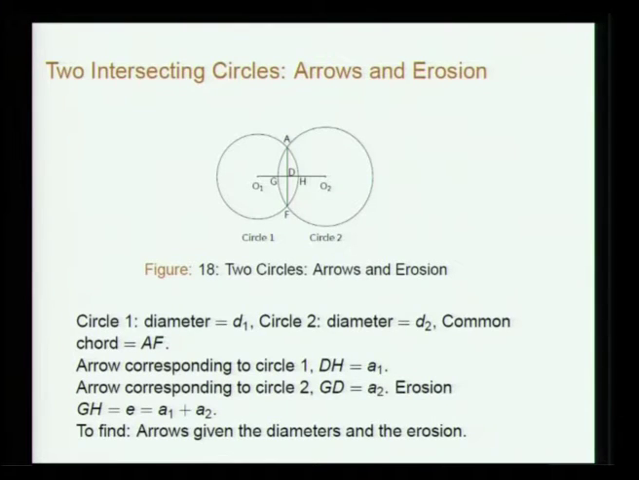Now he talks about intersecting circles, arrows and erosion, as they call it. Circle 1 has diameter d1, circle 2 has diameter d2, and the common chord is AF. The arrow corresponding to circle 1 is DH, this is a1, and the arrow corresponding to the other circle, GD, is a2. The erosion GH is E, equal to a1 plus a2.